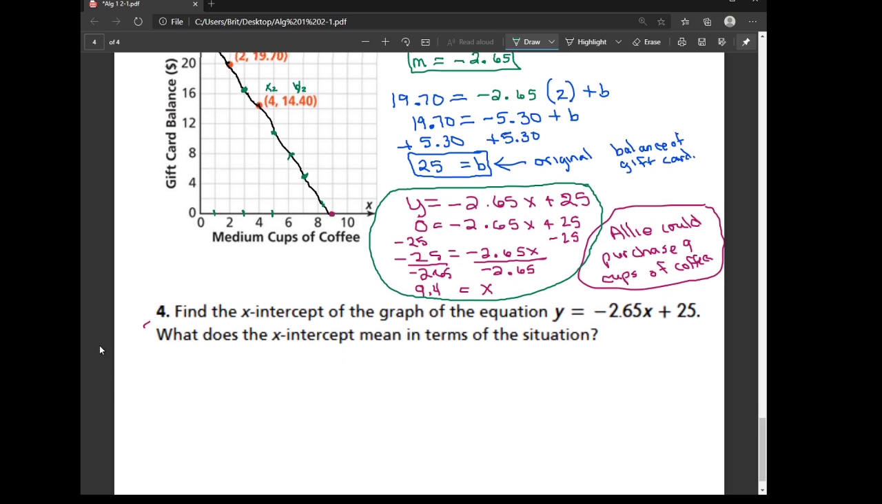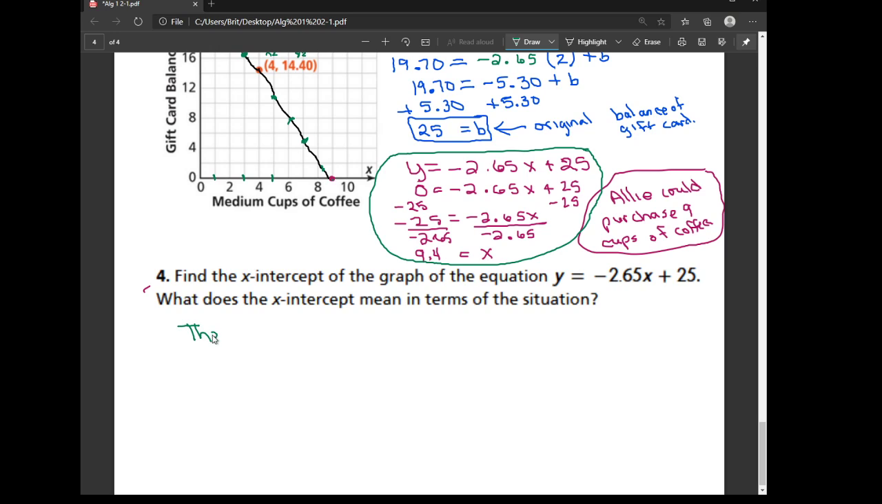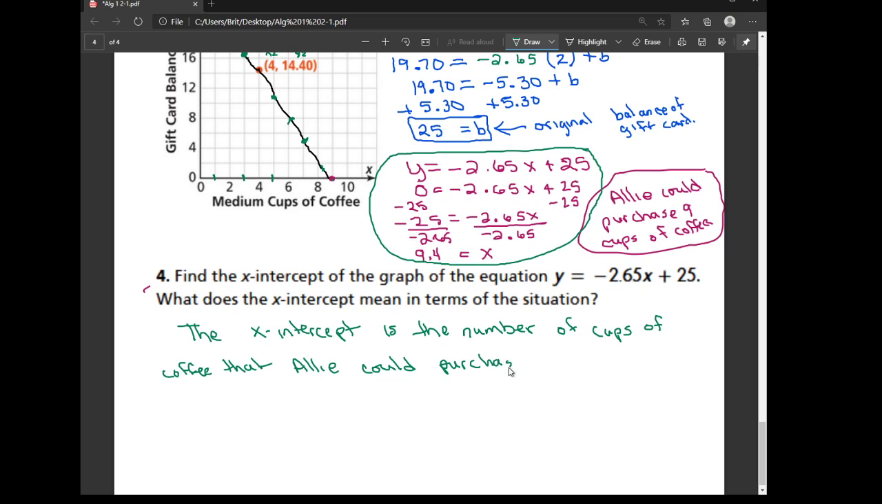Alright, I'll write that out for you. The x-intercept is the number of cups of coffee that Allie could purchase to make the gift card 0, or have a 0 balance.